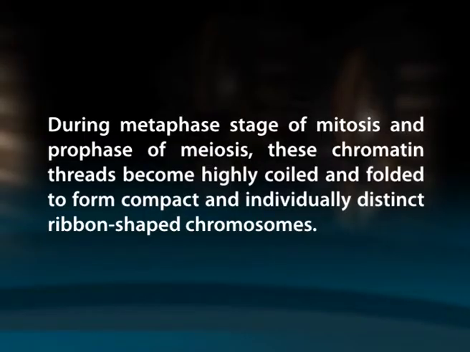They are thin, coiled, elastic, contractile, thread-like structures during the interphase and are called chromatin threads, which under low magnification look like a compact stainable mass, often called chromatin substance or material. During the metaphase stage of mitosis and prophase of meiosis, these chromatin threads become highly coiled and fold to form compact and individually distinct ribbon-shaped chromosomes. These chromosomes contain a clear zone called the kinetochore or centromere along their length.